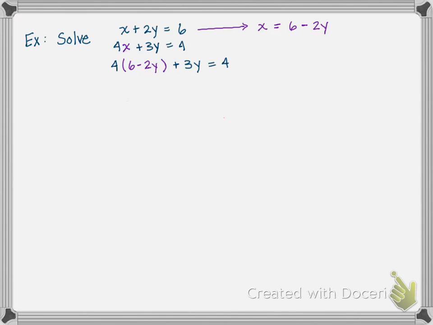And now I see that I've got my single variable, which was what we were going for. So we'll distribute, combine like terms, and solve. So 8y plus 3y equals 4.